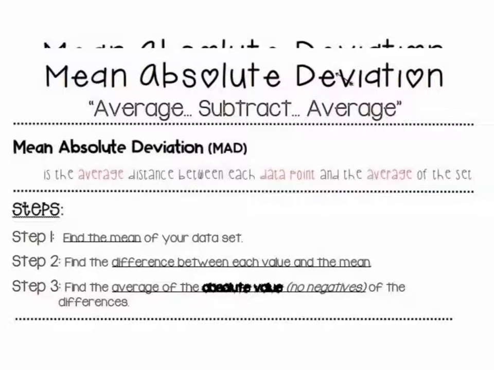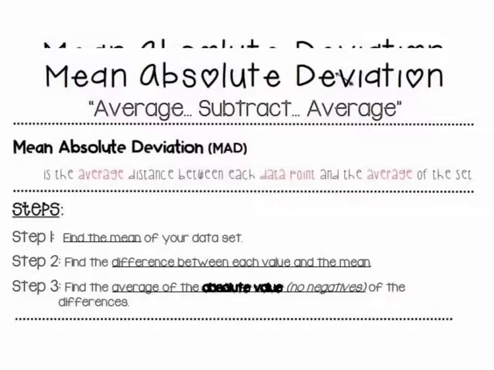And so let's look at our steps. It says the first thing you're going to do is find the mean of your data set, okay? We know mean is the same thing as average. So whichever word you're more comfortable with. If you're more comfortable with mean, great. If you're more comfortable with average, that's fine too. If you like mean better, it's mean, subtract, mean. Okay?